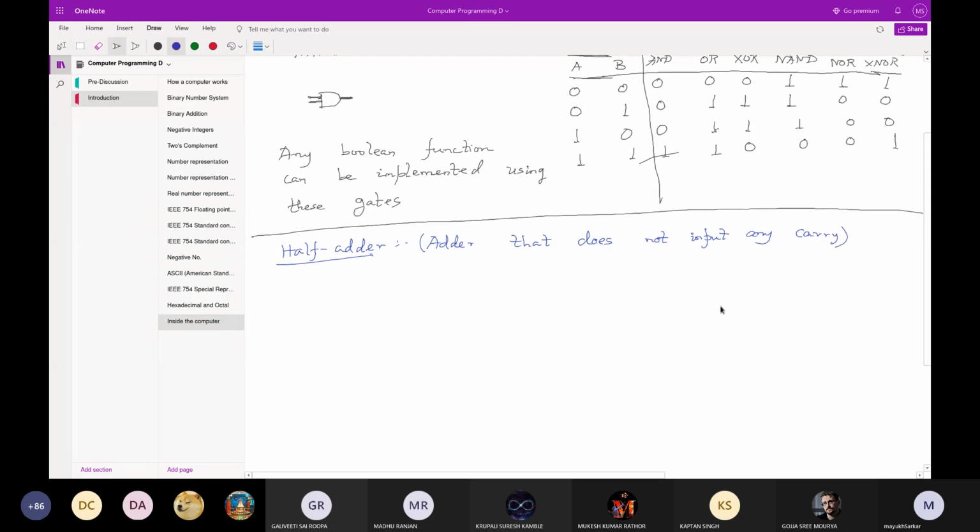Let me recapitulate how addition is done again. Suppose I have 1 0 1 1 0 1 1 0. 1 and 0, this will be 1. 1 and 1, this will be 0, and there will be a carry of 1. This is the carry bit. 1 and 1, 0, and there will again be a carry of 1. 1 and 1, 0. There will again be a carry of 1, and this one will come here.